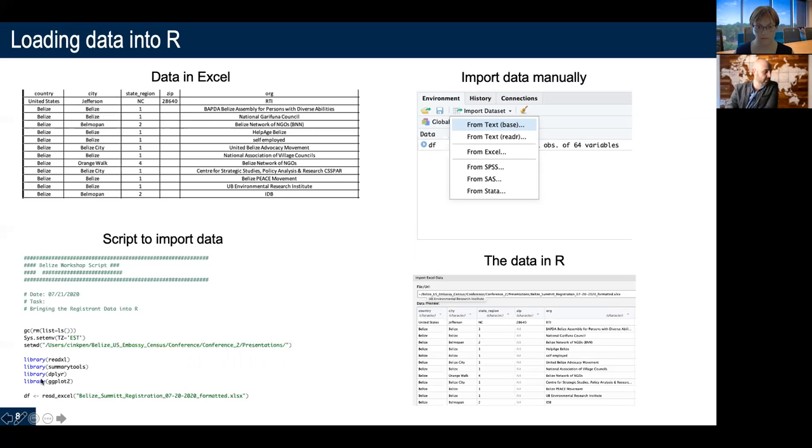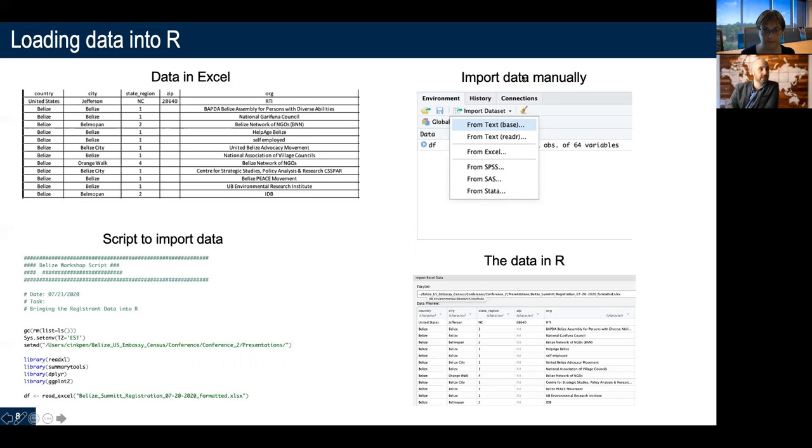I'm reading in those packages that I mentioned to you before. So read Excel is one that you would use to actually bring in an Excel table. And these are just some packages to produce descriptive statistics and do some plotting. And then I'm running the command that says read Excel and bring in this data set. And I'm calling that data set .df.